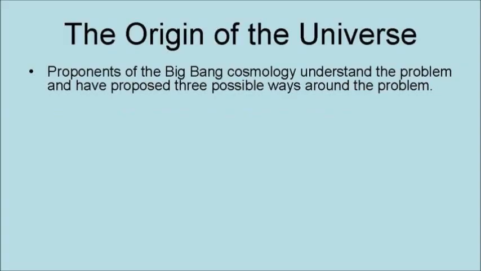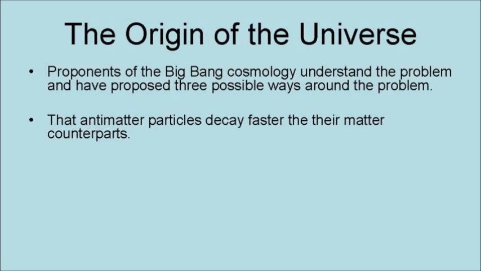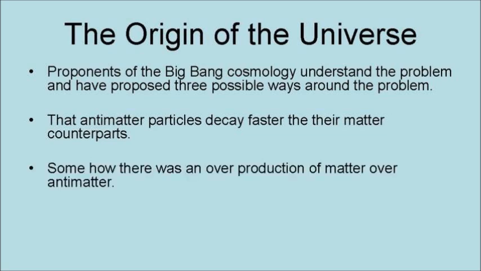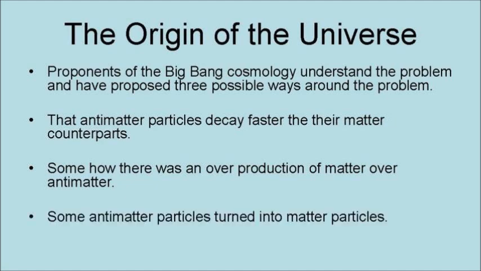Proponents of the Big Bang cosmology understand the problem, and they propose three possible ways around it. One is that antimatter particles decay faster than their matter counterparts. The second is that somehow there was an overproduction of matter over antimatter. And the third one is that some antimatter particles turned into matter particles.